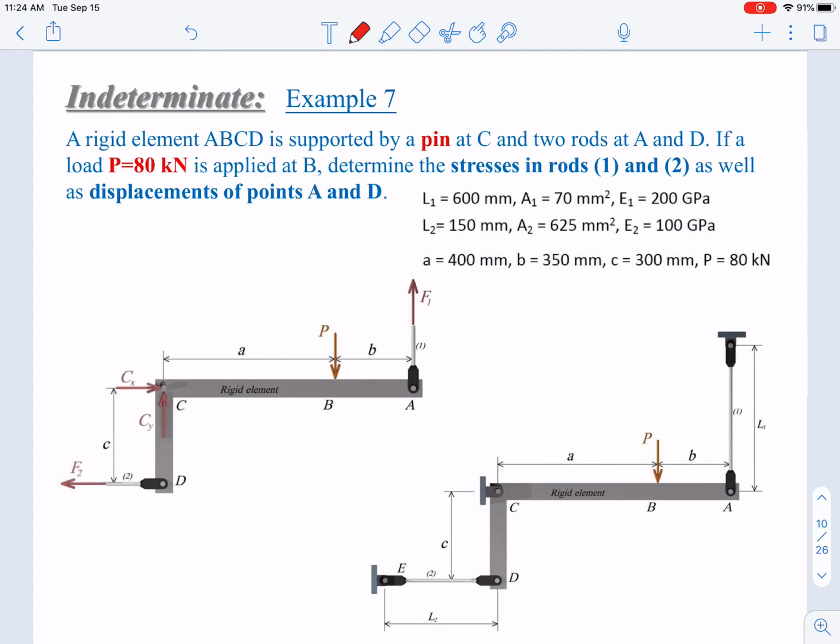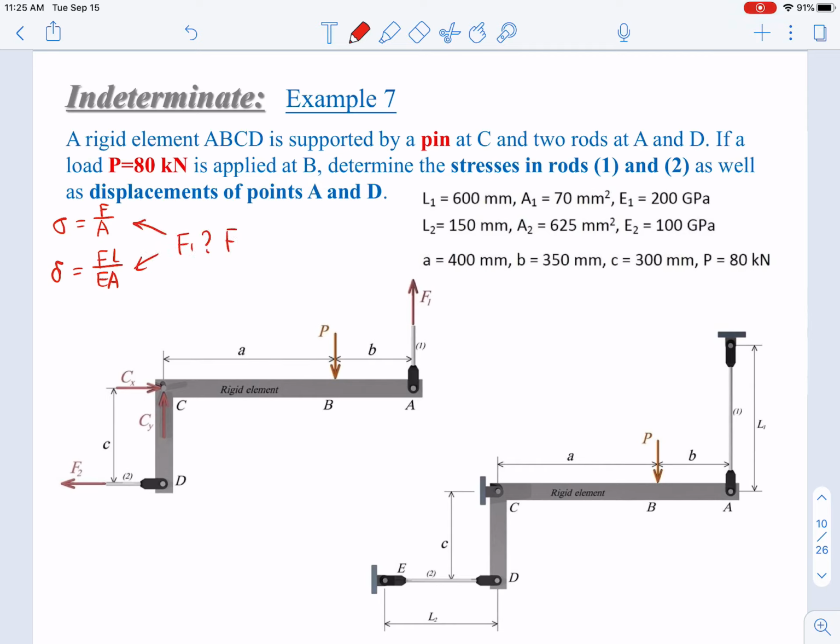Okay. So here we are requested to determine the normal stress in rod 1 and 2 and their displacement. For this, we just need to use F over A, and for this, we just need to use FL over EA. You can see that A, E, L have all been given. So again, this can be simplified into finding out the F.